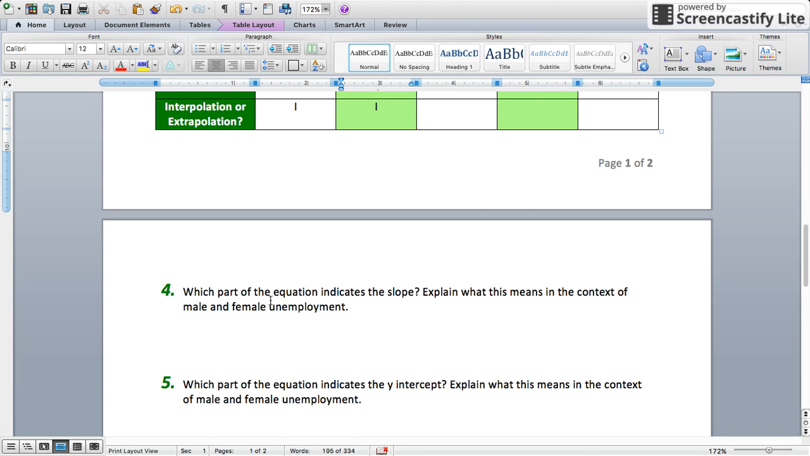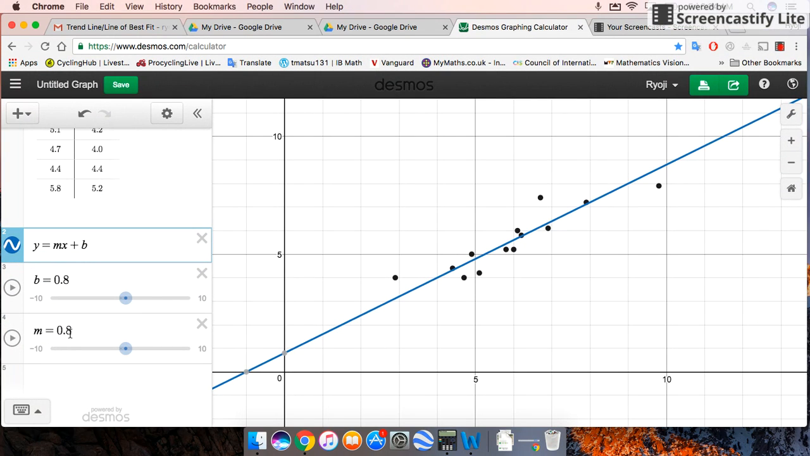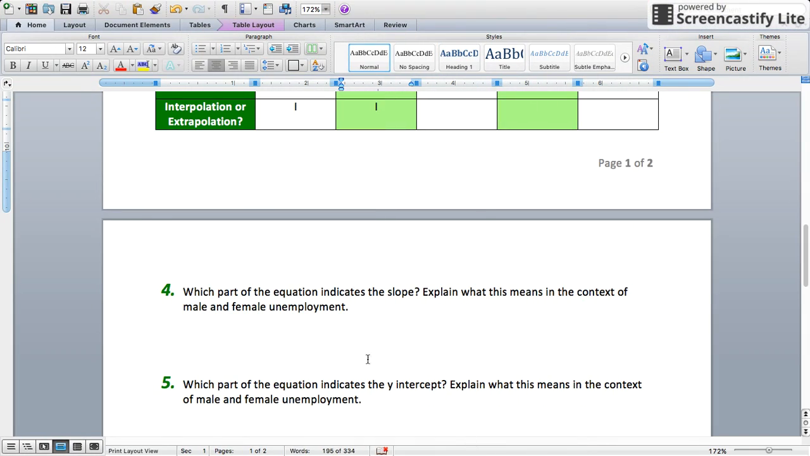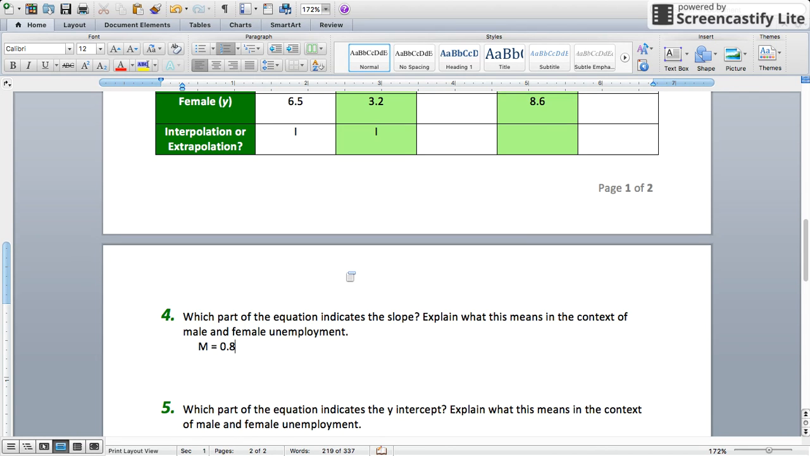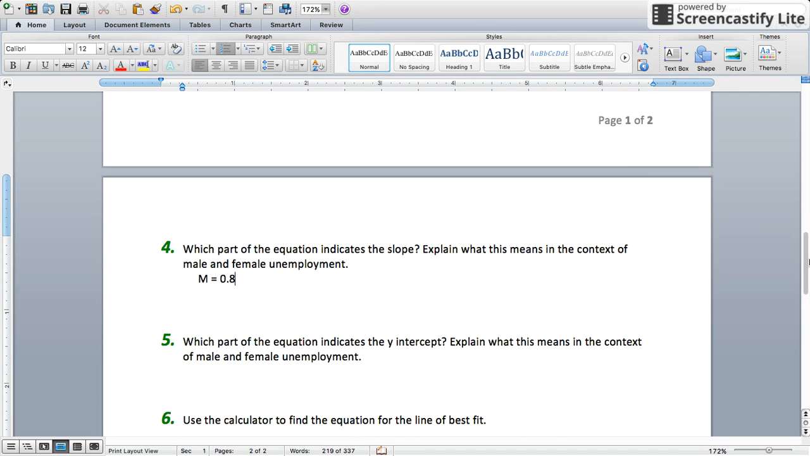All right, which part of the equation indicates the slope? Explain what this means in the context of male and female unemployment. So if we go back, remember M is our slope, right? So in this case, we've identified our slope as 0.8 with the help of Desmos. So M is equal to 0.8. What does this mean? We have our two variables. We have X being male unemployment and Y being female unemployment, right? So remember, slope is vertical change over horizontal change, right?